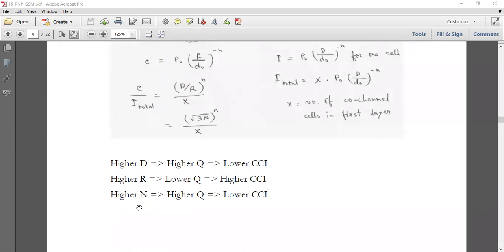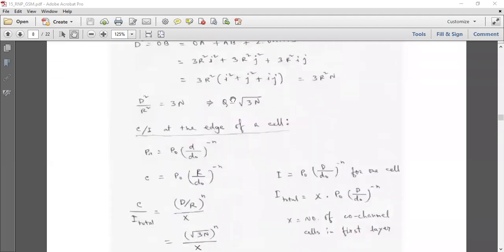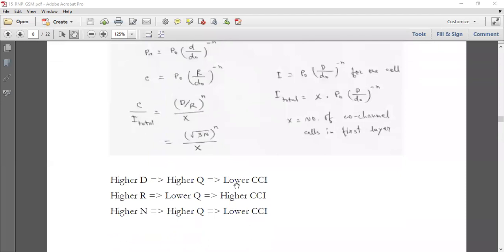And higher N, this we already considered, will actually have lower CCI, but our Q also increases as indicated by this expression. Questions?